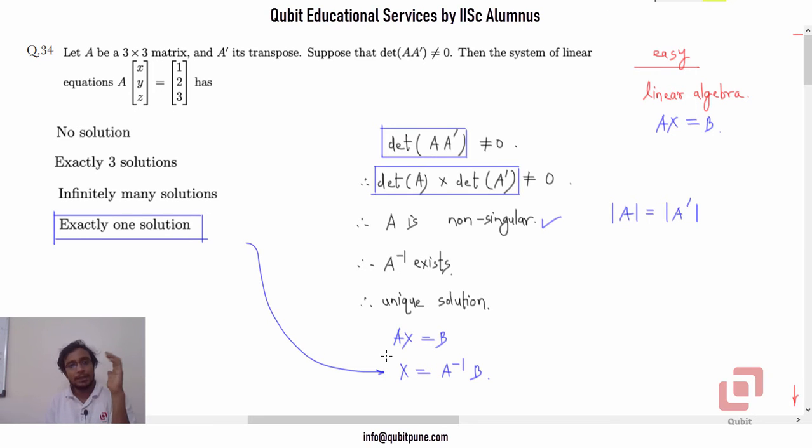Now the numbers 1, 2, 3 are immaterial. Whatever numbers you write here, it is still immaterial because of the existence of A inverse. No matter what numbers you write here, the system will still possess exactly one solution. Let me also tell you that Ax equal to b will never have exactly 3 solutions, so you could have eliminated this option right away. It will either possess a unique solution, or infinitely many solutions due to the property of linearity, or it won't possess any solution at all.